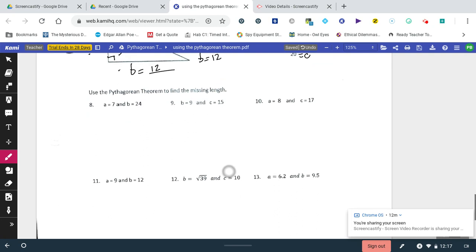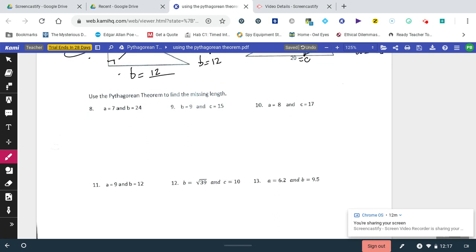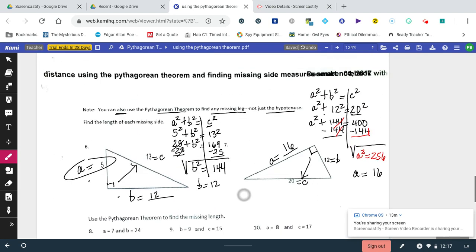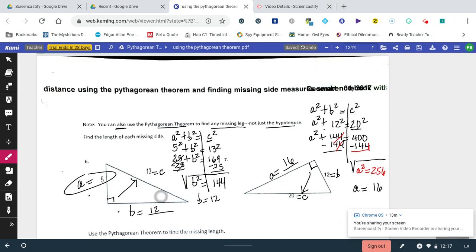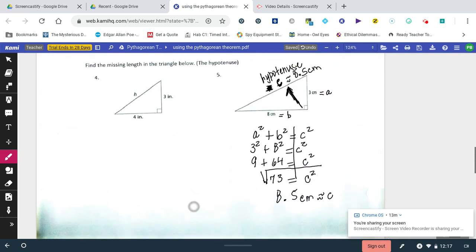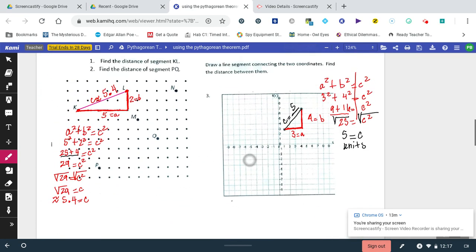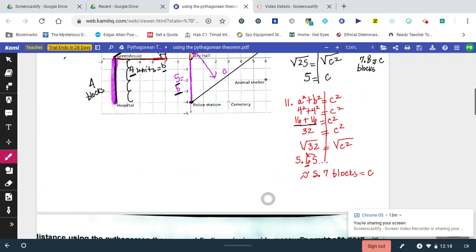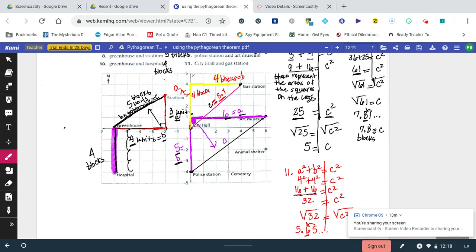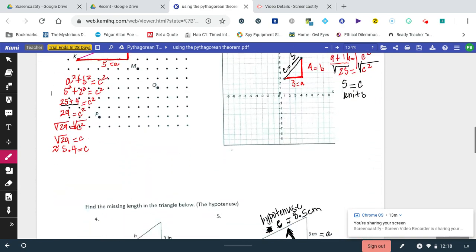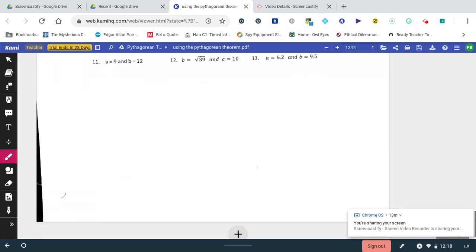Okay, now I'm going to do the last few. I'm not going to do all of them, just a few. It says use the Pythagorean theorem to find the missing length. Well, the difference between these here at the bottom versus these is that here you have a diagram, a drawing. You have drawings for the other ones. You actually have the right triangles.